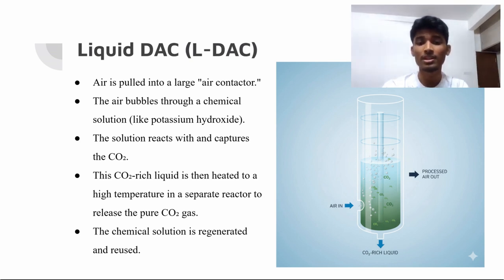Next, we have liquid DAC, which works a bit differently. Air is sent into a device called an air contactor, and the solution commonly used is potassium hydroxide. This solution is like a really powerful absorbent. It chemically reacts with the CO2 in the air, and once the liquid absorbs all the CO2, it's pumped into a second piece of equipment called a reactor. Here it's heated and CO2 is released as a pure gas. So the solution, potassium hydroxide, is regenerated and it can be cycled back to the air contactor to capture more CO2.